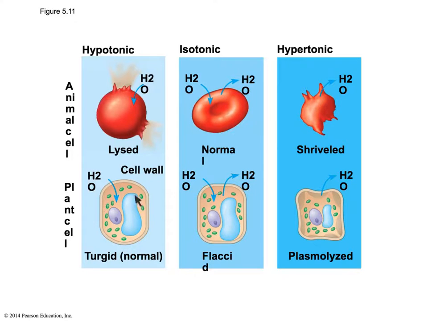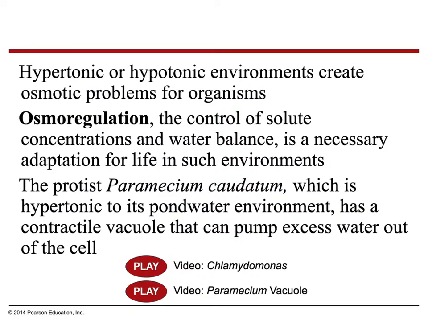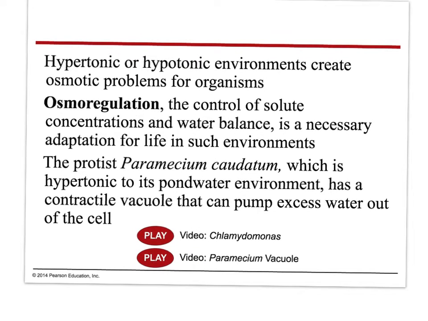This is the situation that plants want to be in all the time. Okay? So, obviously, hypotonic and hypertonic solution conditions cause problems for organisms, especially marine organisms or aquatic bacteria, plants, etc. All right? So they have evolved ways to regulate water amounts. This is called osmoregulation. It's controlling solute concentrations and water balance. Really, it's water balance, all right?